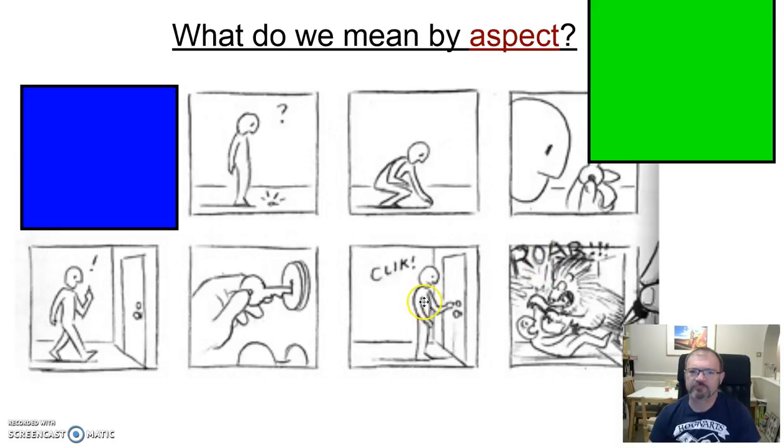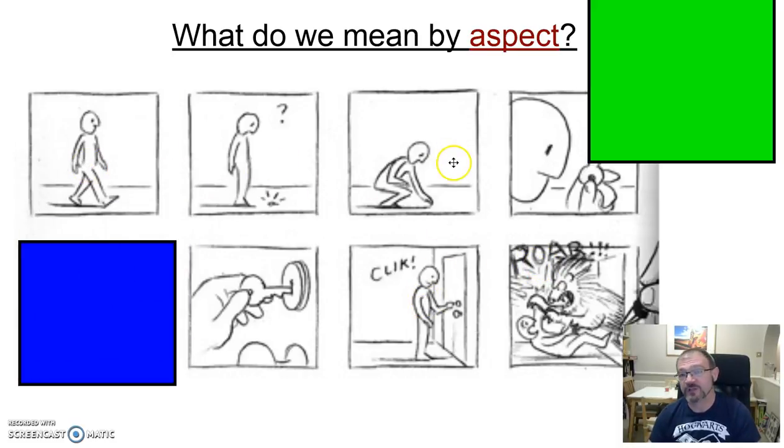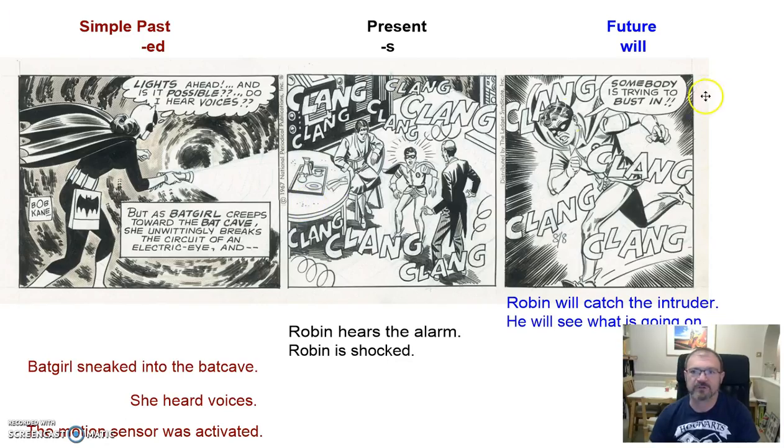So moving backwards and forwards around in time and showing one thing happening at the same time as another thing requires a little bit more ambitious use of verbs. It's a little bit more complicated than what we've been talking about up to now. Let's have a look at this very old Batman and Robin comic strip.